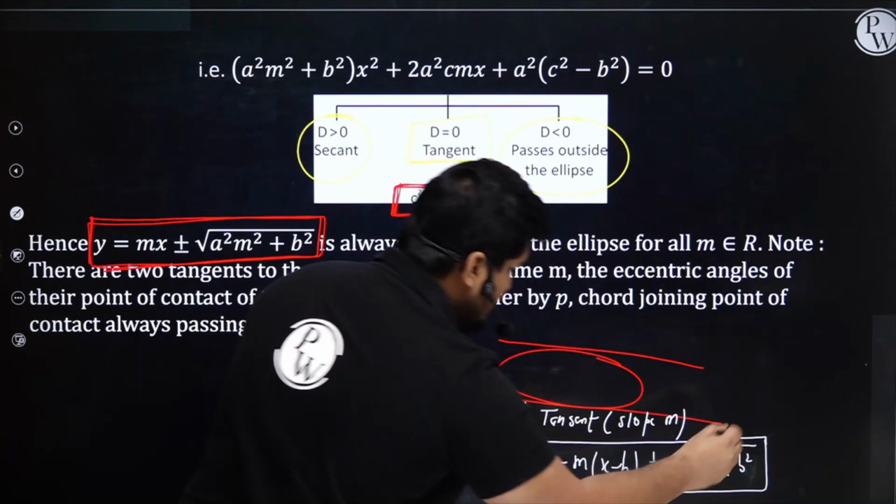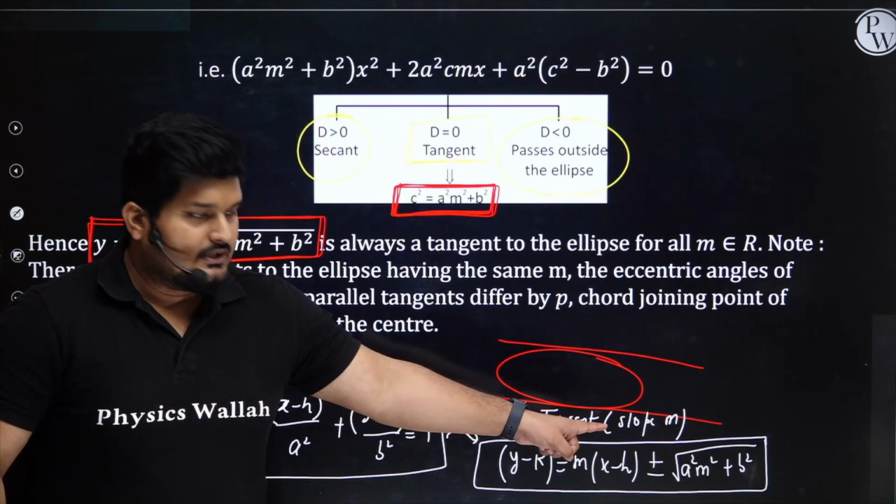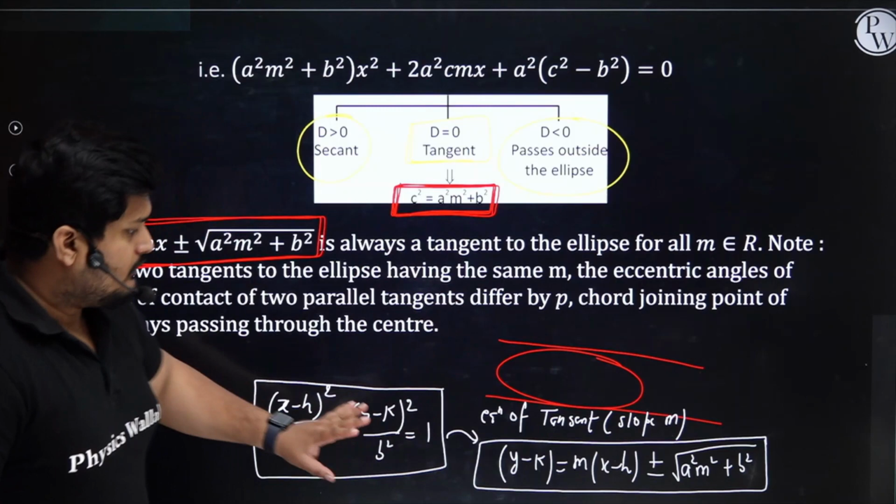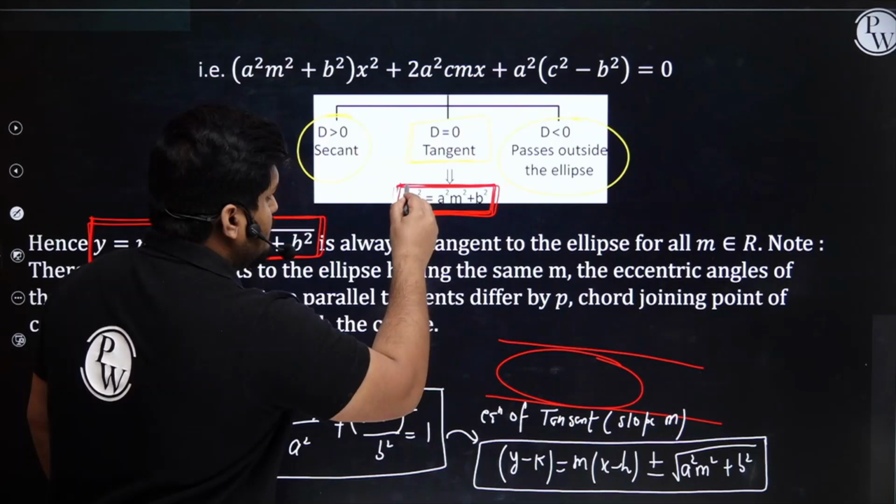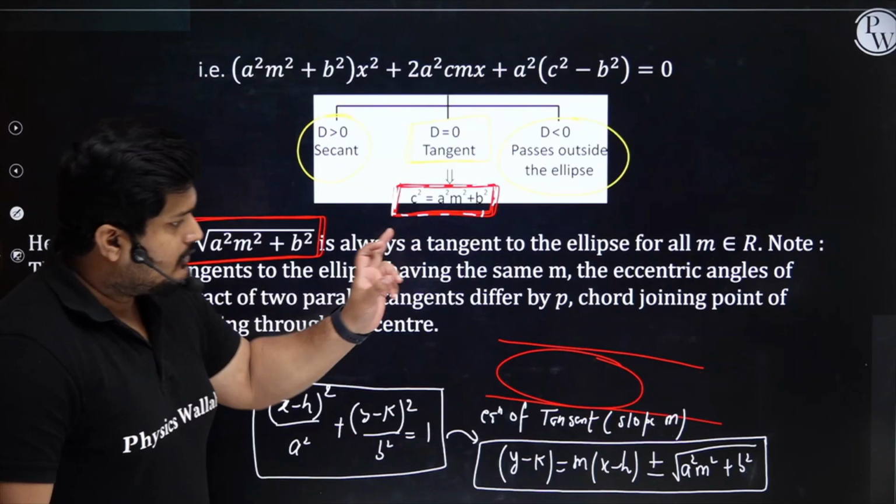Y minus k is equal to m times x minus h plus minus square root of a square m square plus b square. You have to remember it at any cost. Fine. So this is the condition of tangency, guys, for an ellipse whose center is 0, 0. This is the condition of tangency: c square equal to a square m square plus b square, right?